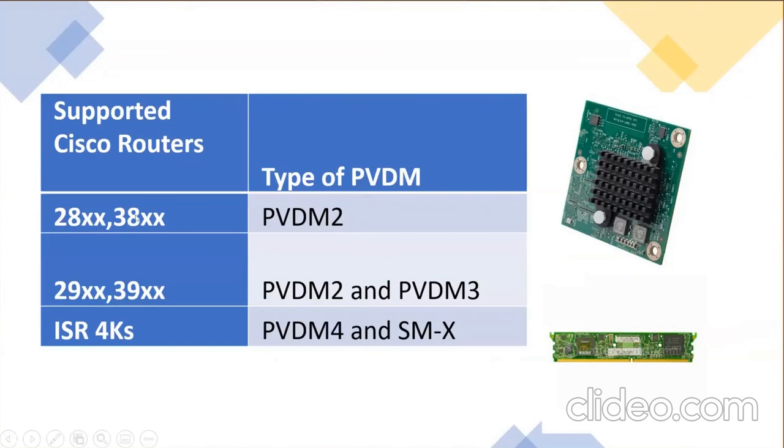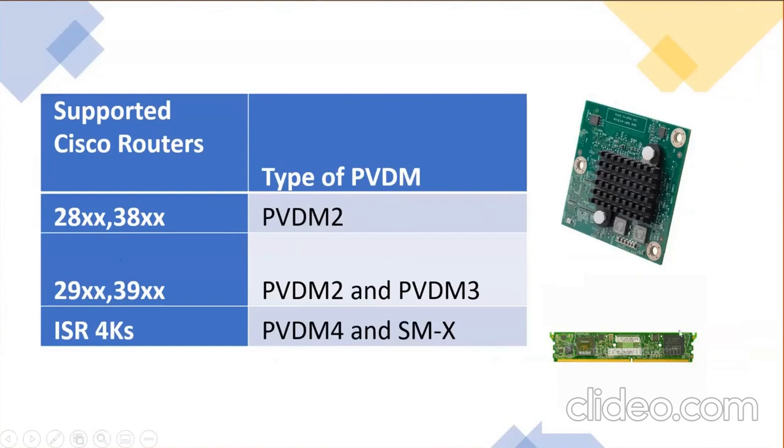2800, 3800 routers are generation 1 routers, and they support PVDM2. 2900 and 3900 support PVDM2 and 3 both. ISR 4Ks, which are 4400 and 4300 routers, support only PVDM4 and SM-X. So if you see, this is a PVDM4 as far as I remember, and this is a PVDM2 or 3. It looks like RAM in your computer.